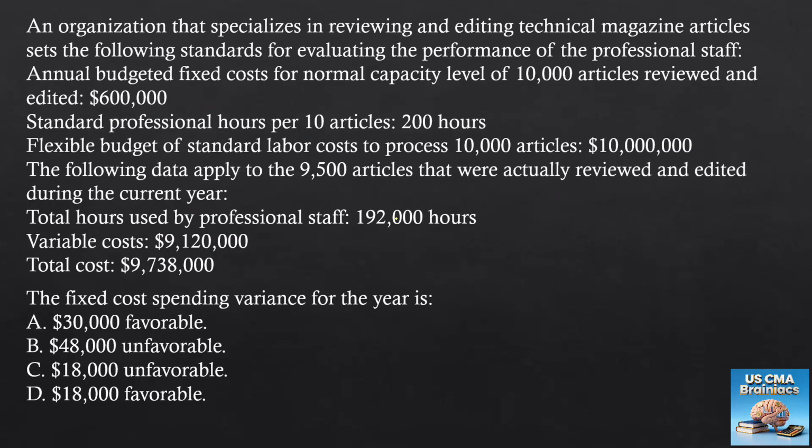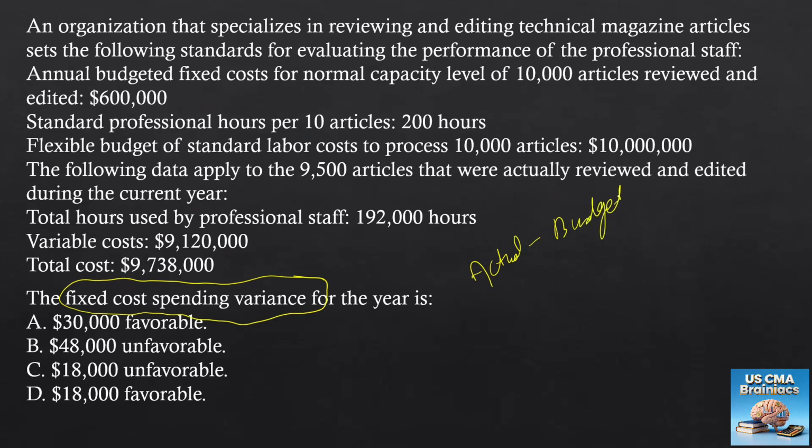Here is the question, a simple sum. Fixed cost spending variances. When the question is asking for fixed cost, there is no need to touch the variable, everything else is an irrelevant factor, right? So what is the fixed spending variance formula?